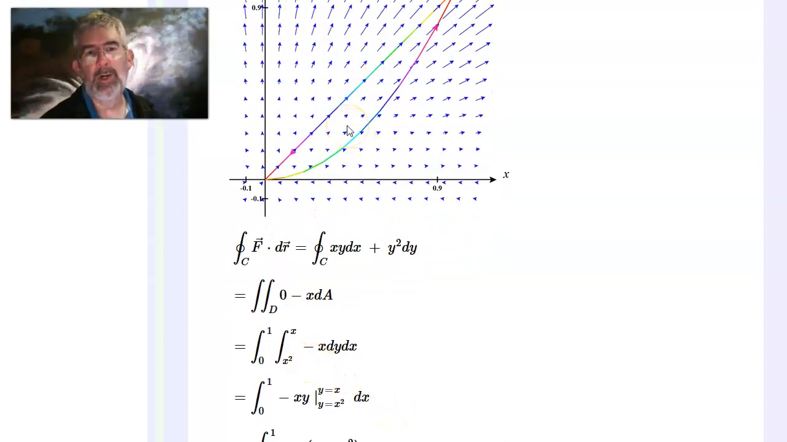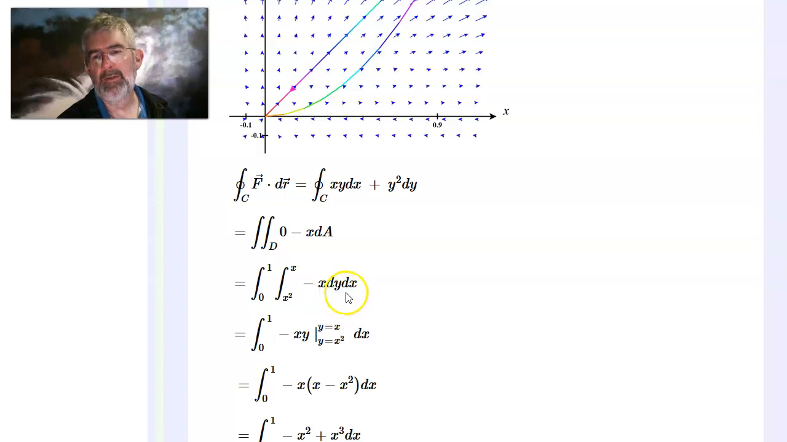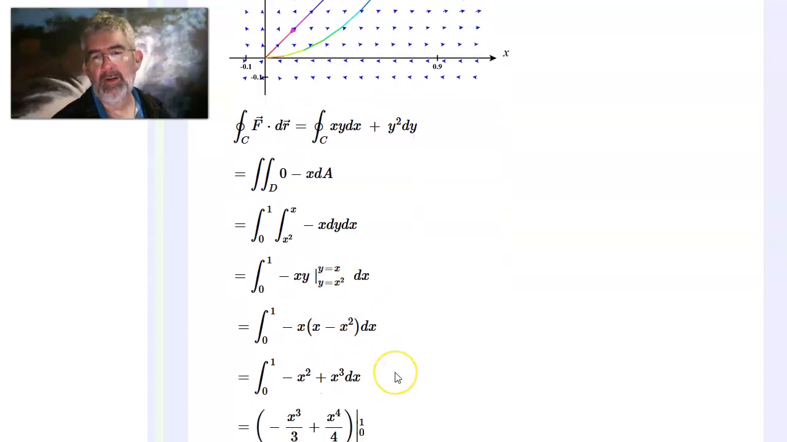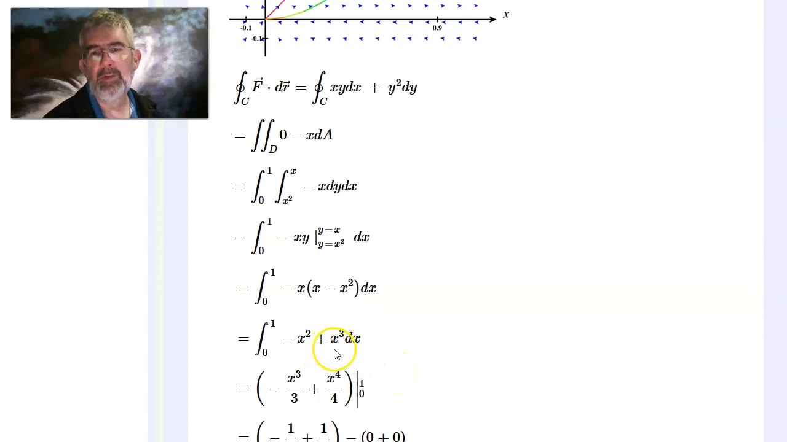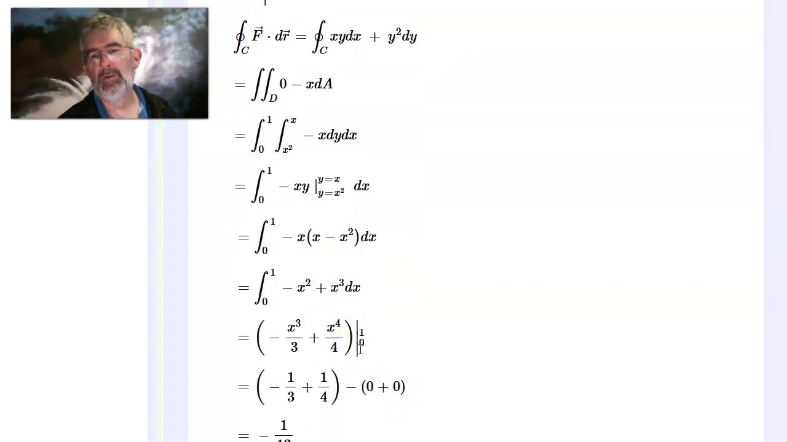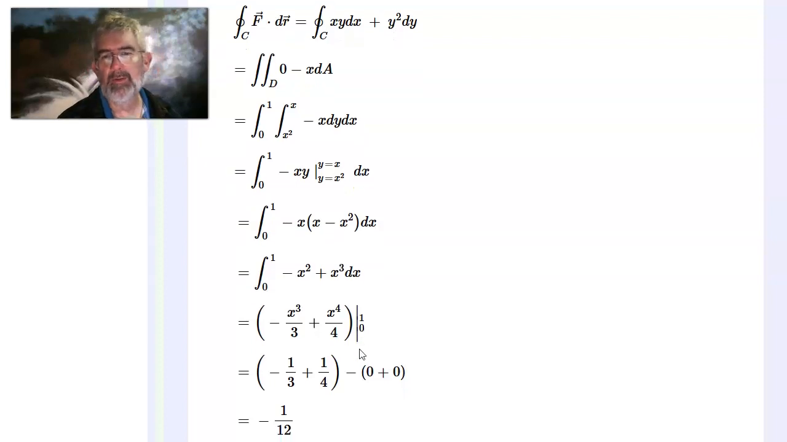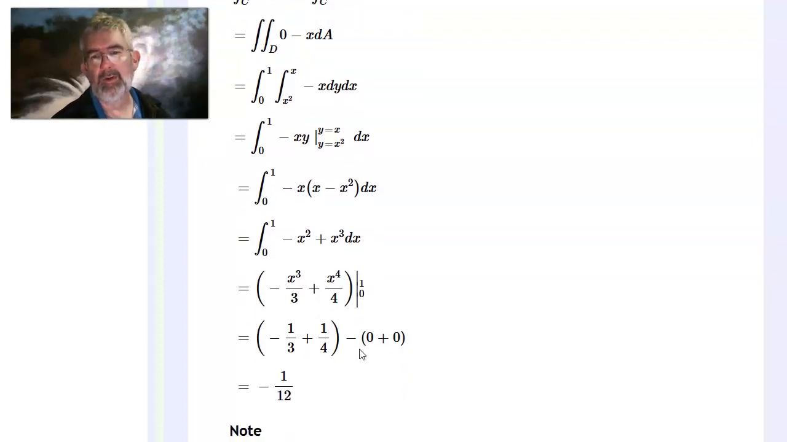Well, this is just a Calc 3 problem, right? x goes from 0 to 1. And for each x value, y goes from the parabola up to the line, so from x squared up to x. And I can just integrate, doing the y on the inside and x on the outside. So this integrates to negative x times y, where y is being replaced by x and then by x squared right down here. So now I've got the integral from 0 to 1 of minus x squared plus x cubed, which would be negative x cubed over 3 plus x to the fourth over 4, evaluated between 0 and 1, which turns out to be negative 1/3 plus 1/4, which is negative 1/12.